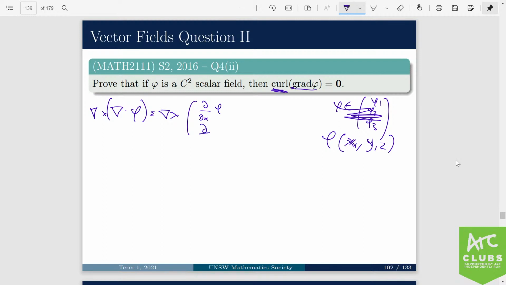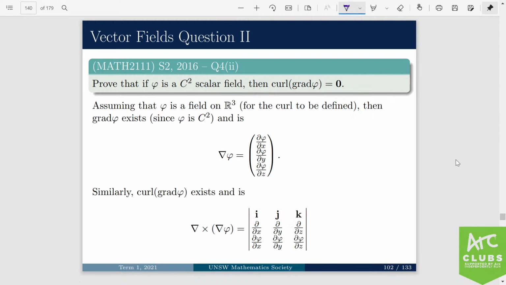So our gradient is just the derivative with respect to the 3 variables. And actually it's taking too long to write out, so I've done it here. So start with the gradient, it's just this. And because phi is C2, we know that this exists. And then we find the curl, so plug that into here. And we just find the determinant of this.